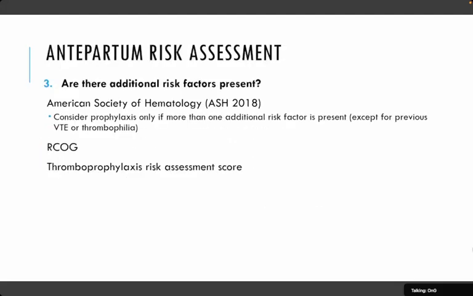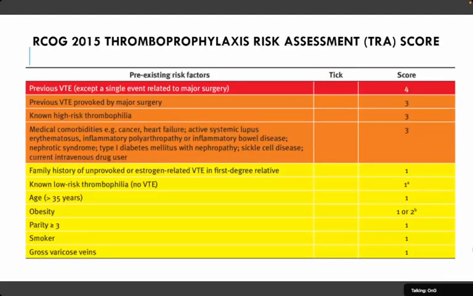Then the third question is to now assess if there are any other additional risk factors present. The American Society of Hematology advises to consider prophylaxis only if there's more than one other additional risk factor present, except for the previous 2 conditions mentioned, while the Royal College uses the thromboprophylaxis risk assessment score, which can be a bit intimidating when you first look at it, but it basically divides the different risk factors into 3 categories, the red being the highest risk, the orange being intermediate risk, and yellow being lower risk.